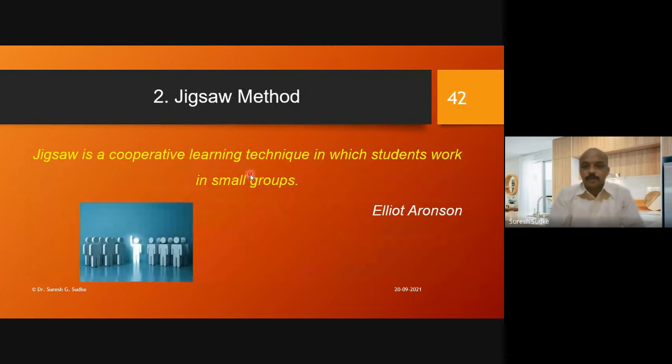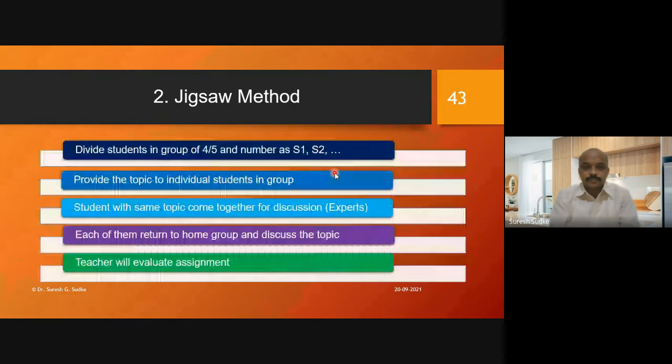Jigsaw is a cooperative learning technique in which the students work in small groups of 4 or 5 students, named S1, S2 like that, and the groups are again numbered G1, G2 like that. So in every group we divide the students into 4 or 5, and the first initial group is called the home group.